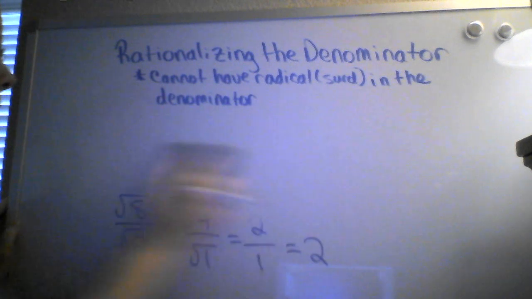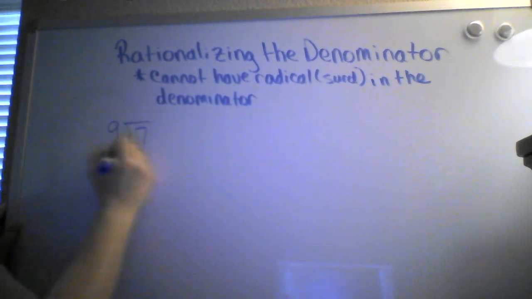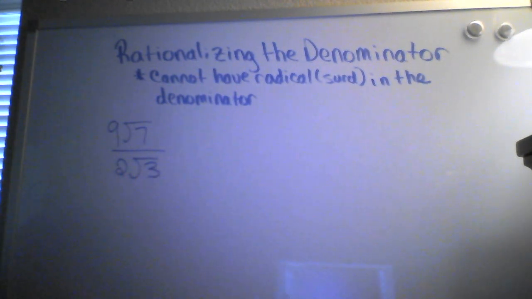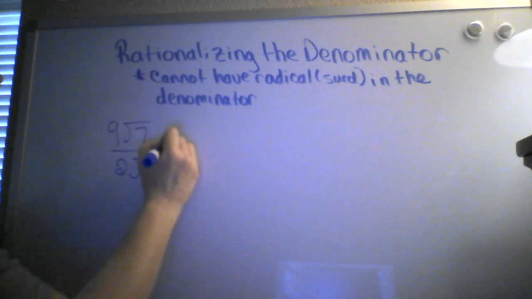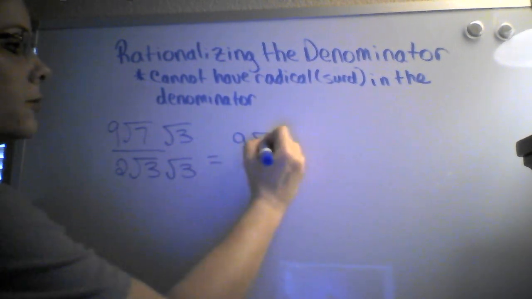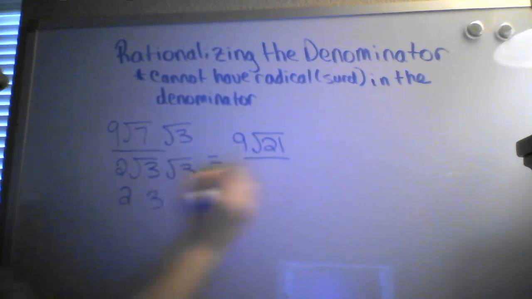Okay, I think I've got 3 more. Let's say I've got 9 radical 7 over 2 radical 3. Okay, I can't do any simplifying with the 9 and the 2 or the 7 and the 3, but I do have to get the radical out of the denominator. So I multiply the top and the bottom by radical 3. That gives me 9 radical 21 over, this is going to be 2 times 3, which is 6.